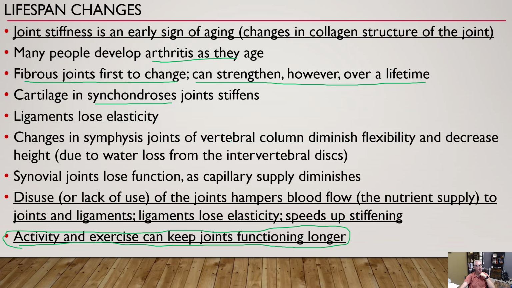Changes in your symphysis joints of the vertebral column: you lose your flexibility and you decrease in height. I mentioned, I believe last chapter, that you're going to lose about 1 inch to 1.5 inches in your height, because your intervertebral discs lose water. Your synovial joints, remember, all of your diarthrotic joints, lose some of their function because the capillary supply diminishes.